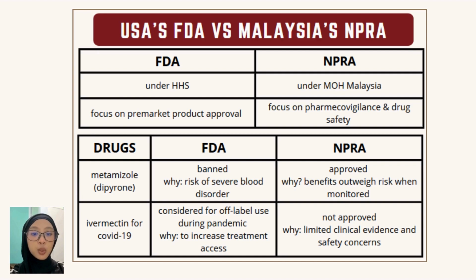This difference can be clearly seen through the specific drug cases involving regulatory decisions by both agencies. For metamizole, also known as dipyrone, the FDA banned this drug due to the risk of a severe blood disorder called agranulocytosis. However, NPRA still approved its use because the benefits are considered to outweigh the risk when proper monitoring is done. For ivermectin, during the COVID-19 pandemic, the FDA only considered limited or off-label use in specific situations, while NPRA did not approve it for COVID-19 treatment due to limited clinical evidence and safety concerns. Overall, these cases show how FDA and NPRA may reach different regulatory decisions based on their evaluation of drug safety, effectiveness, and public health priorities.